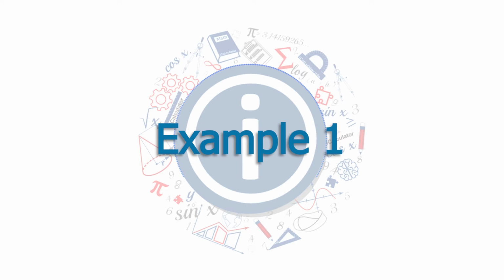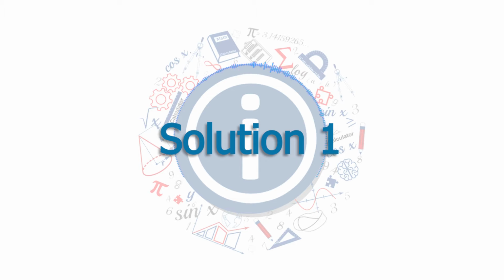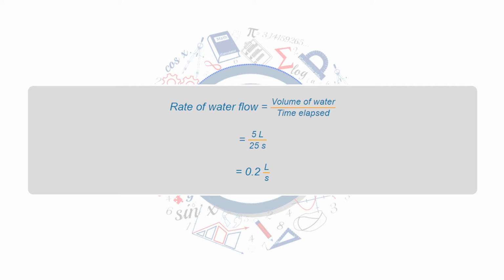Example 1. It takes 25 seconds to fill a 5 liters bucket with water. What is the flow rate of water from the tap? Solution 1. To calculate the rate of water flow in liters per second, we must divide the water volume, in liters, by the time elapsed, in seconds. Thus, we have the following.